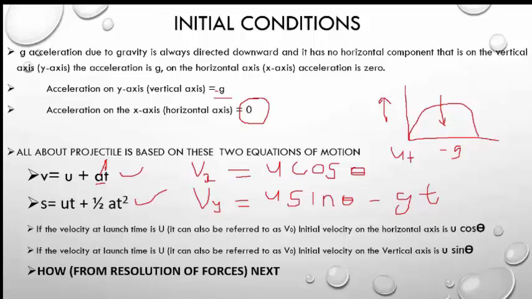Then we can do the same for our distance, which we will do later. The initial velocity u can also be referred to as v naught. Initial velocity on the horizontal axis is u cos theta. That's why I'm bringing my initial velocity here, u cos theta on the horizontal, and my initial velocity on the vertical is u sin theta. But if I want to find my velocity at an instant of time, then I'll put minus gt. At an instant of time on the horizontal axis, it will just be u cos theta, because g on the horizontal is 0.